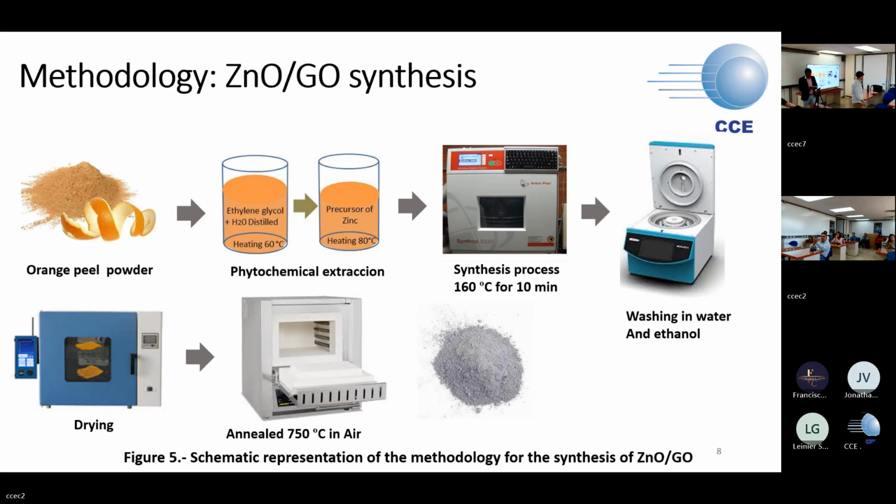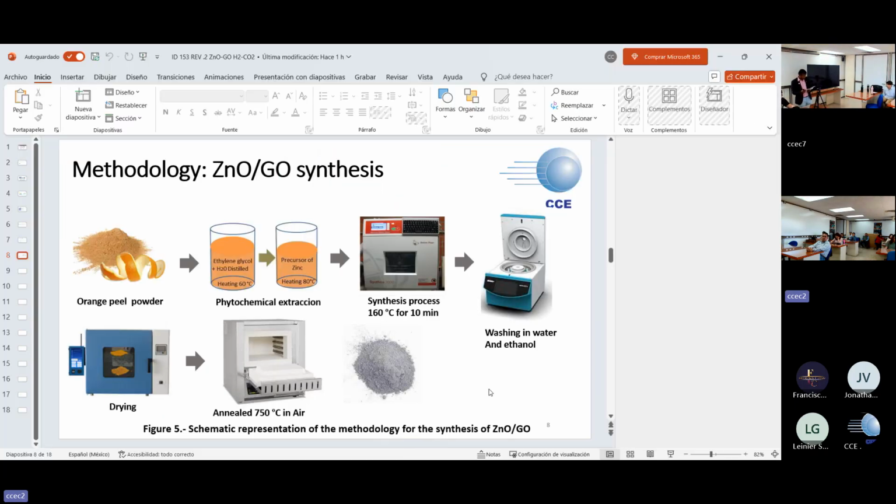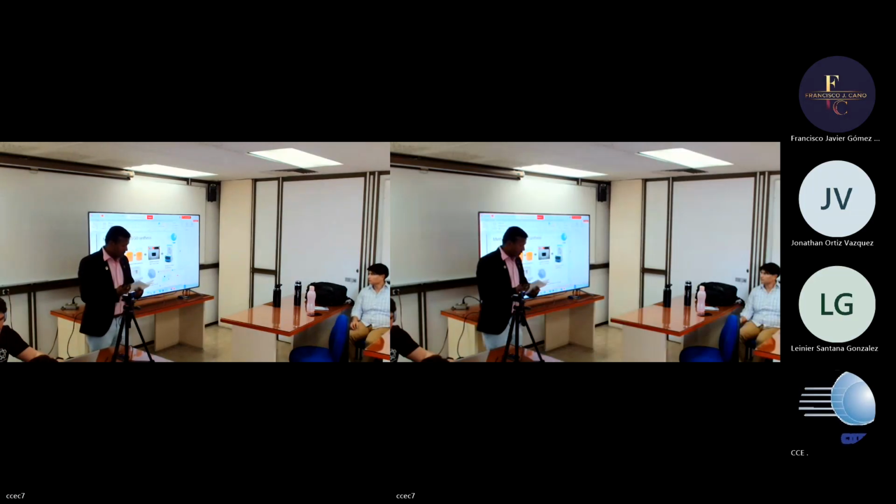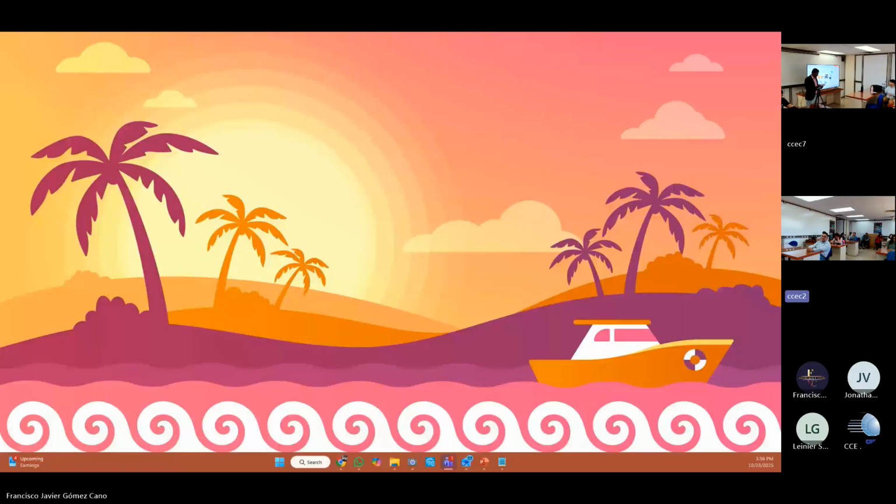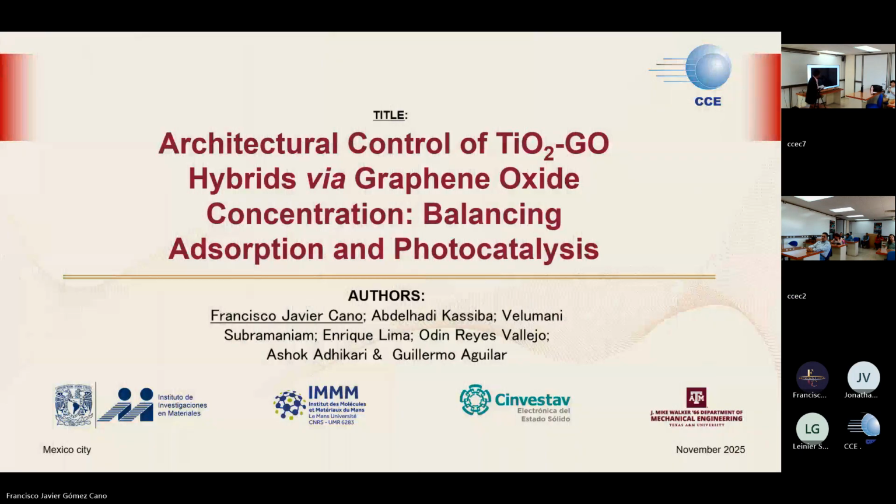So next, we're having CCID 29, Dr. Francisco Javier. I think he's presenting online. So Dr. Javier, can you present yours? The title is Architecture Control of TiO2, graphene oxide hybrids via graphene oxide concentration, balancing adsorption and photocatalysis. Can you see my screen? Yes, we can see you. We can see your presentation. So go ahead.